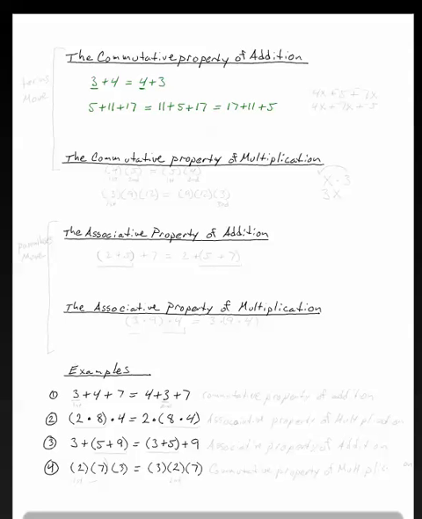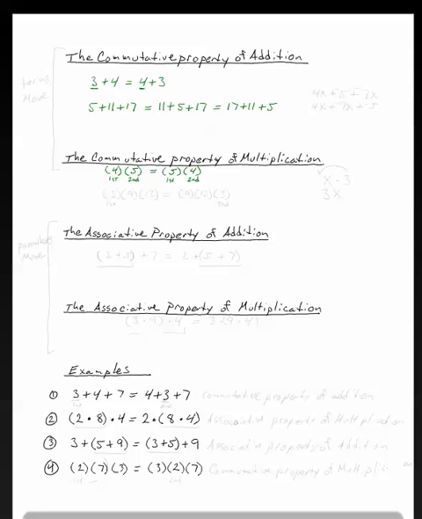The commutative property of multiplication says the same thing about multiplication. So basically 4 times 5 is going to equal the same thing as 5 times 4. I can change their position. Here the 4 is in the first position and the 5 is in the second position. In the second expression, the 5 is in the first position and the 4 is in the second position. So they've changed their positions in the expression.